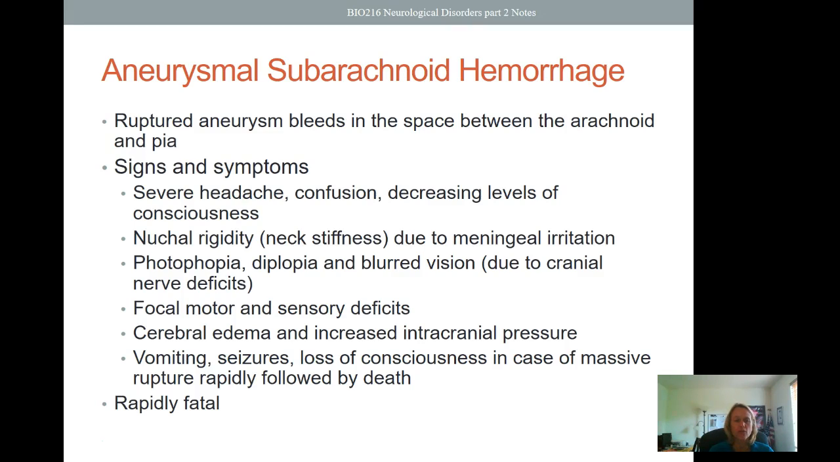You can get focal and motor sensory deficits, cerebral edema and an increase in intracranial pressure, vomiting and seizures, and loss of consciousness as a result of a massive rupture, which can be followed by brain herniation and death.